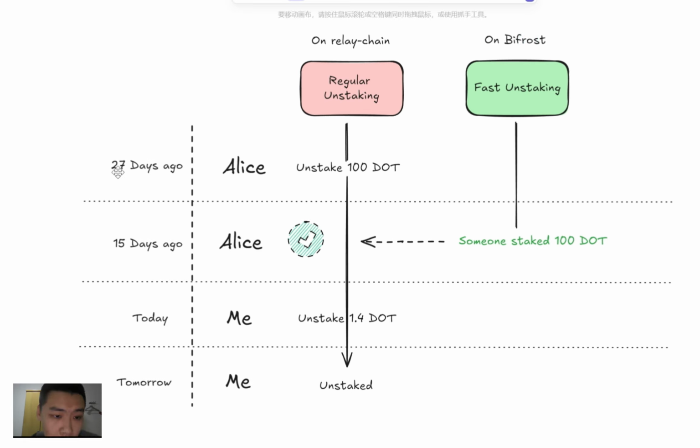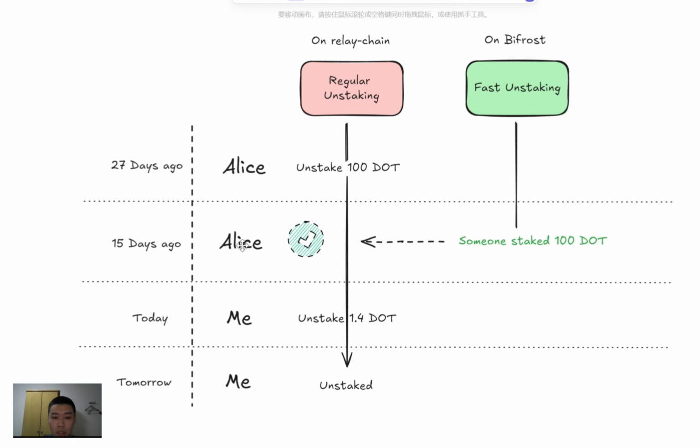So let's say 27 days ago, Alice requests to unstake 100 DOT, and this request goes directly to the relay chain for unstaking. During this period, while the unstaking is ongoing, there's the fast unstaking, which means someone staked 100 DOT, and then Alice's request is actually fulfilled. This happened 15 days ago. And today is my request.